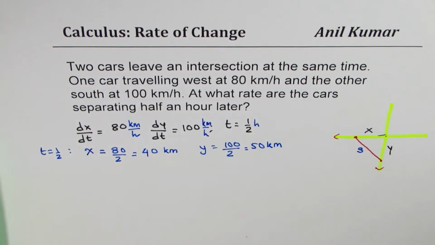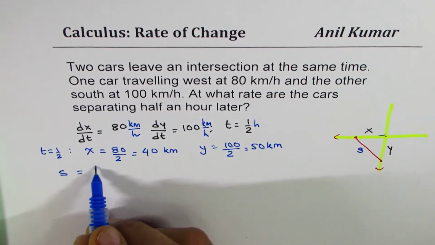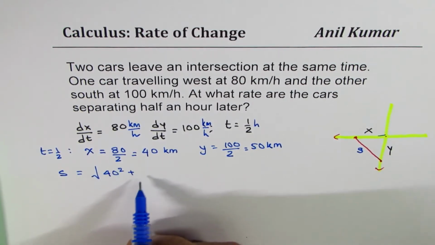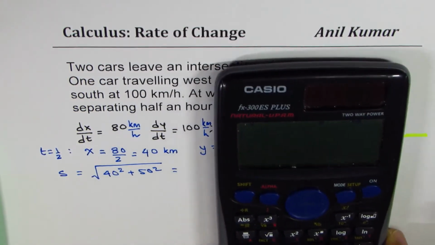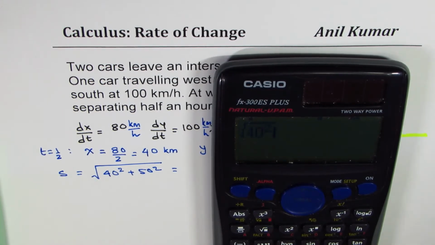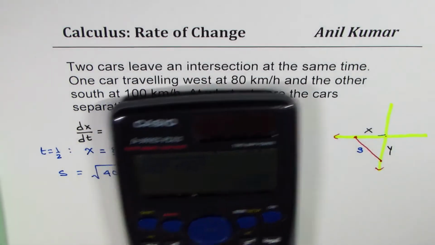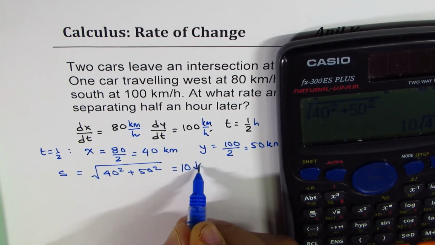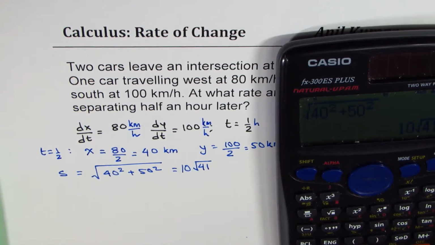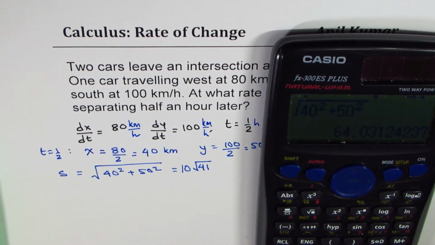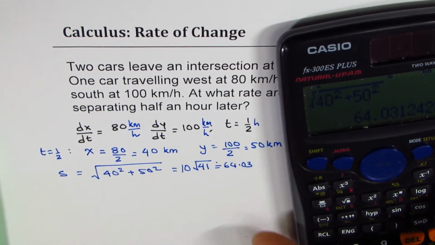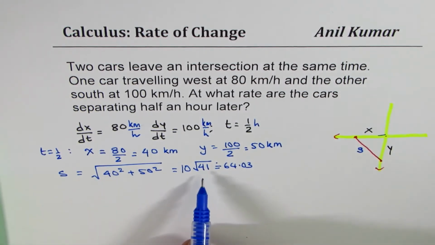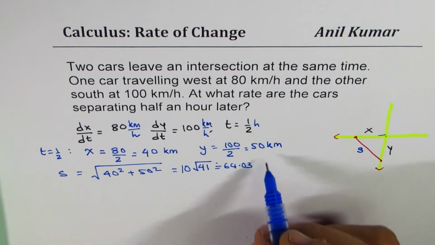How about the separation s? The separation s will be the square root of 40 squared plus 50 squared. There is no harm in calculating these values initially. So we have the square root of 40 squared plus 50 squared. That gives us 10 square root 41. You could write this answer in decimals also. Converting to decimals gives me 64.03, so let me write this as 64.03 approximately. So that is the final condition when we are interested in finding ds/dt.